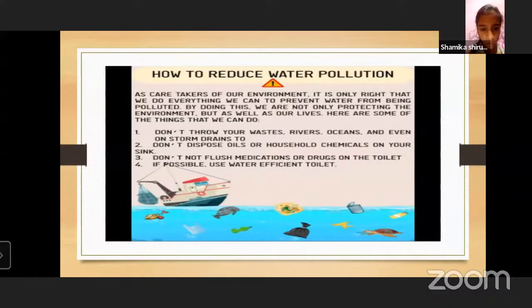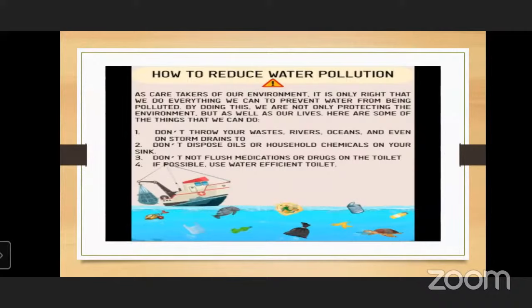Don't flush medications or drugs down the toilet. Yes, in some places we are seeing that even the toilets are open. So all these things get mixed with the sea water and the pond water, and it damages or spoils the water.